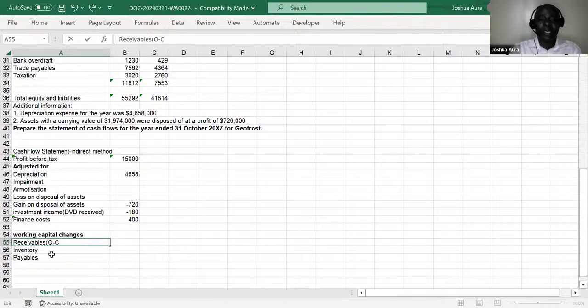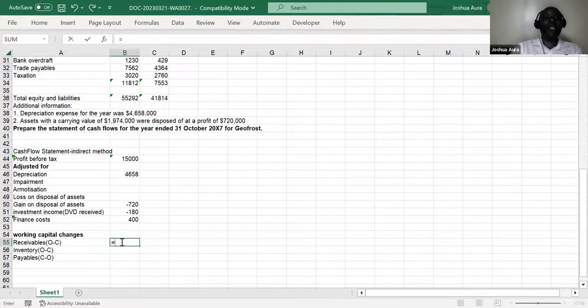Then when I come down here, ladies and gentlemen, I should be able to say O minus C, O minus C. But when it comes to payables, because it's a liability, we normally invert this. So we talk of C minus O. Remember, O is the opening balance, C is the closing balance. Great. So we'll come here and look for these things now.